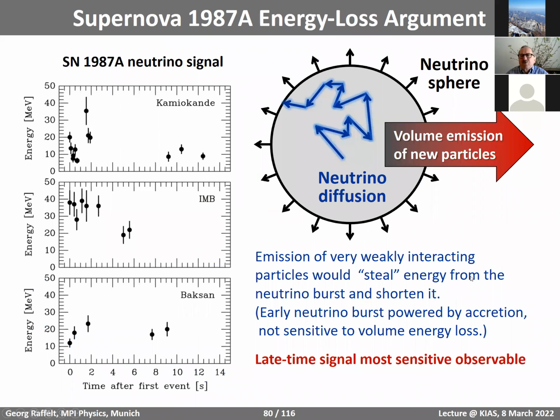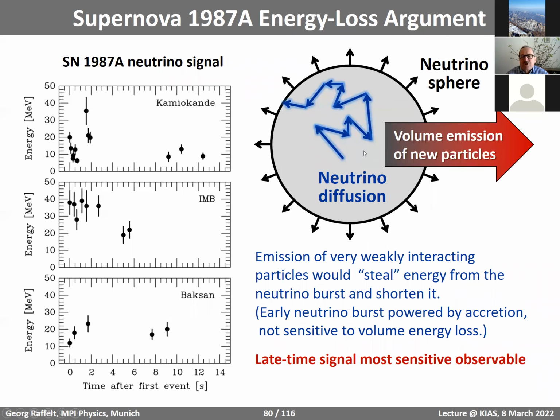The main particle physics constraints derived from the supernova neutrinos were based on the so-called cooling argument, where a supernova core, in which the neutrinos diffuse out over seconds, also emits axions, which can escape freely from the core because they are more feebly interacting and unscattering. They just stream away freely, and so they would shorten the neutrino burst, and so the late time signal would be the most sensitive observable. And this argument was used for many different particles, especially for axions, and constrains their interaction rate.